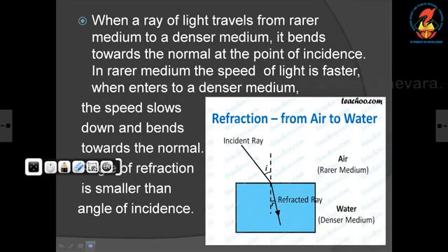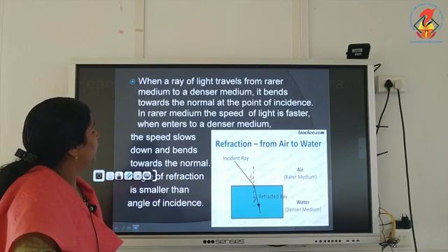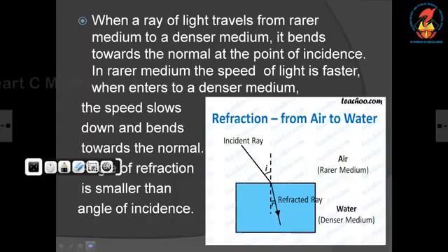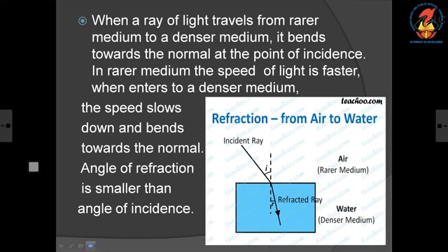Now, when light enters from a rarer medium to a denser medium, it bends towards the normal at the point of incidence. In a rarer medium, the speed of light is faster. When it enters a denser medium, the speed slows down and it bends towards the normal. The angle of refraction is smaller than the angle of incidence.